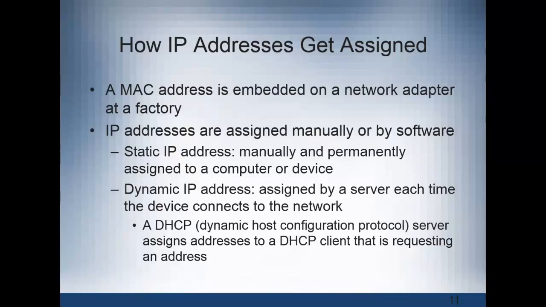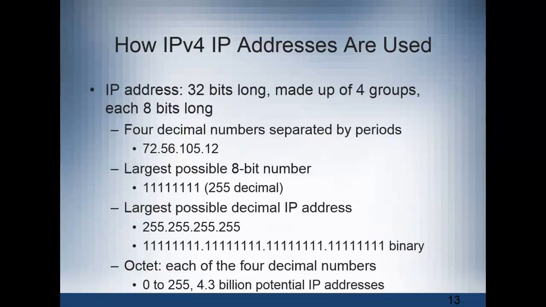Well, that's good information, but how are those addresses used? A 32-bit IP address is organized into 4 groups, each of which is 8 bits. And these are represented as 4 decimal numbers separated by periods, such as the one listed out here, 72.56.105.12. Usually you will say dot and not period.